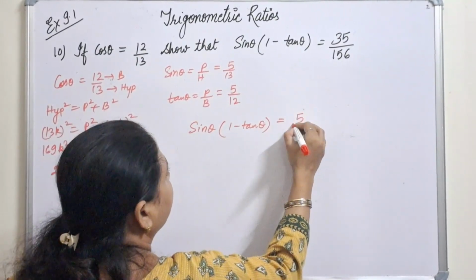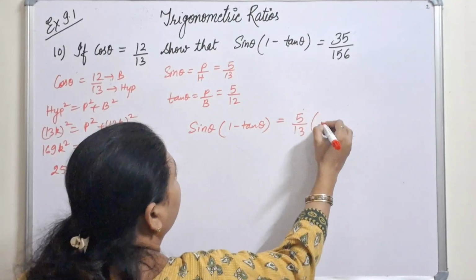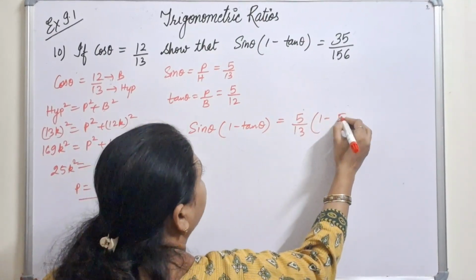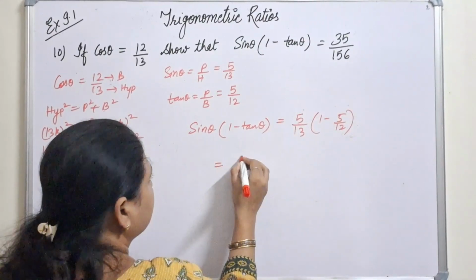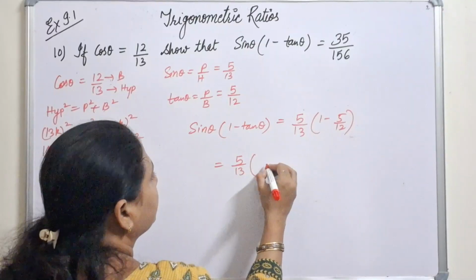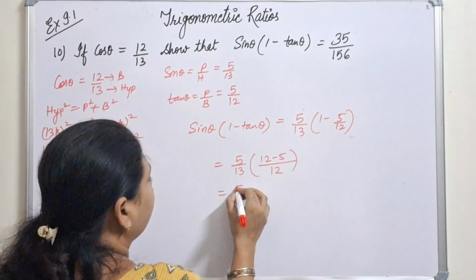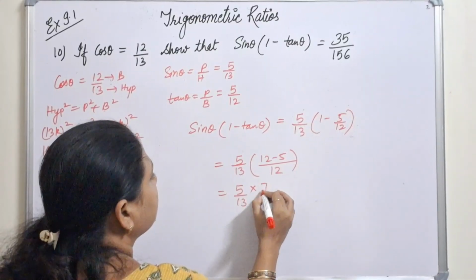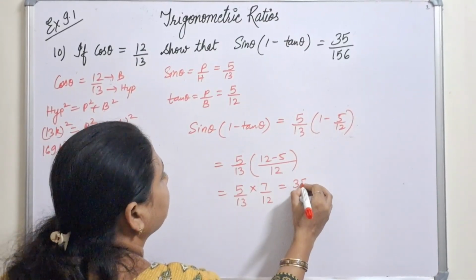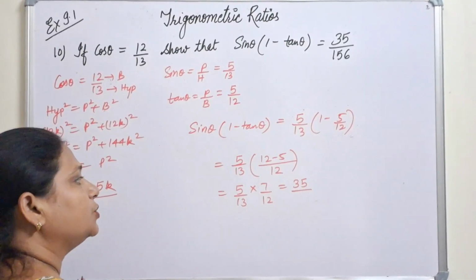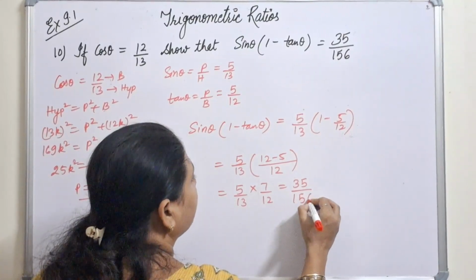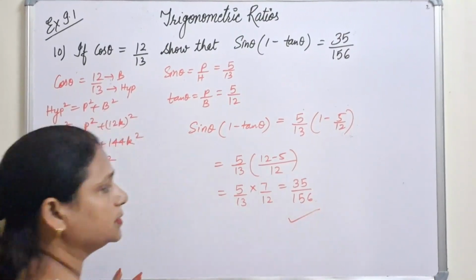Now substituting the value in the left hand side, sin theta will be 5 upon 13 and 1 minus tan theta is 1 minus 5 upon 12. So 5 upon 13, LCM is 12, 12 minus 5. 5 upon 13, 7 upon 12. 7 5s are 35 and 13 into 12 will be 156. So this is short.